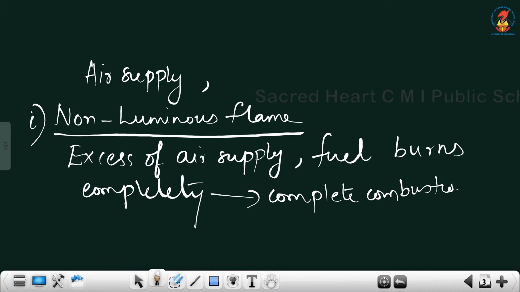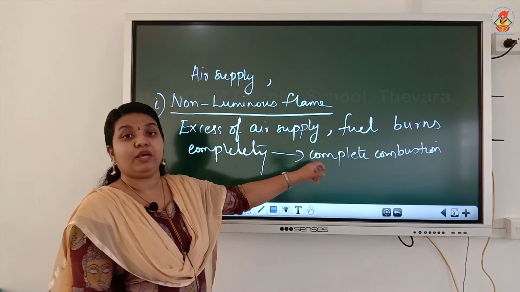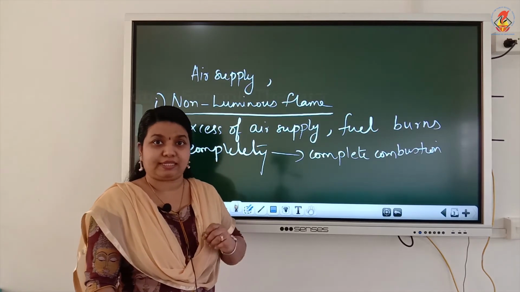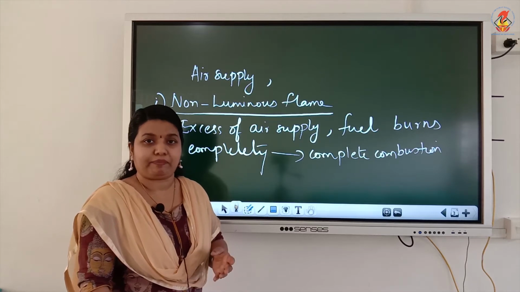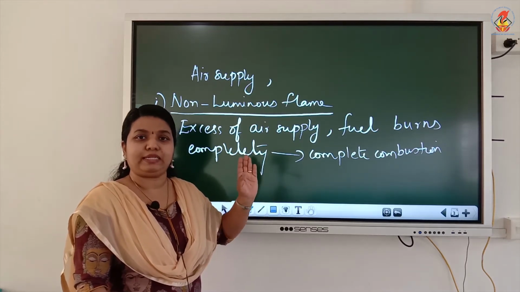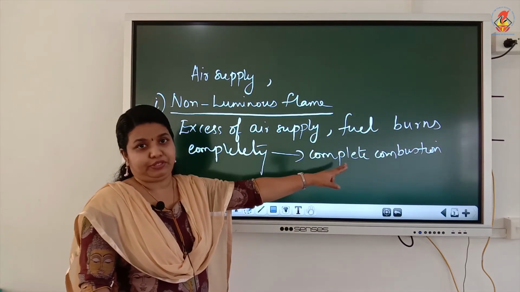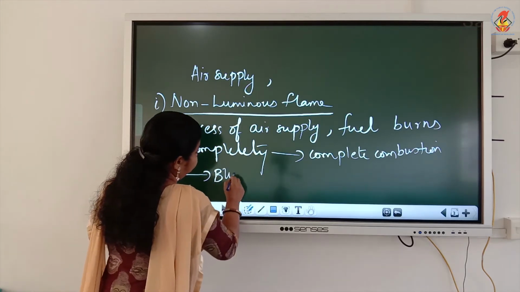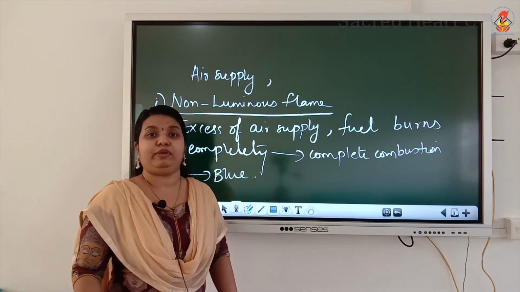So again, based on air supply, combustion can be classified into complete combustion and incomplete combustion. Complete combustion takes place when there is excess of air supply, excess of oxygen supply. Oxygen is the supporter of combustion. So when there is excess of oxygen supply, all the carbon particles in the fuel burn completely. We call it complete combustion. Then the flame produced will be blue in color, and we call it the non-luminous flame.